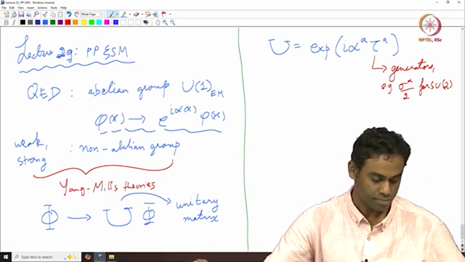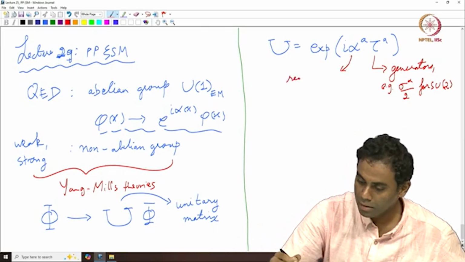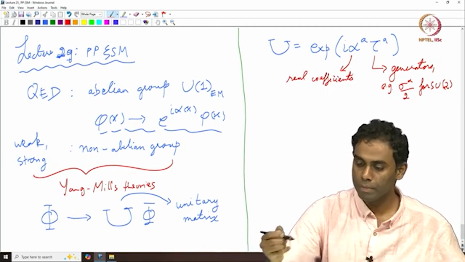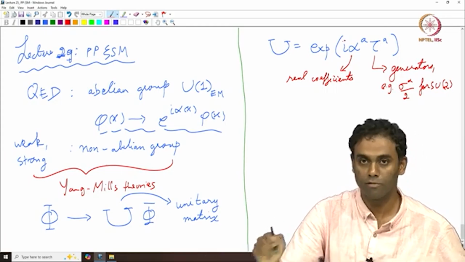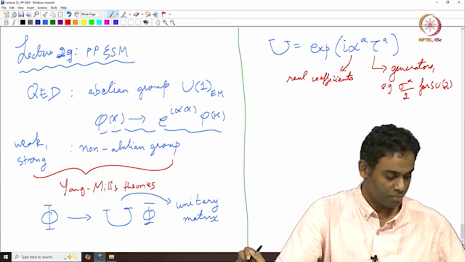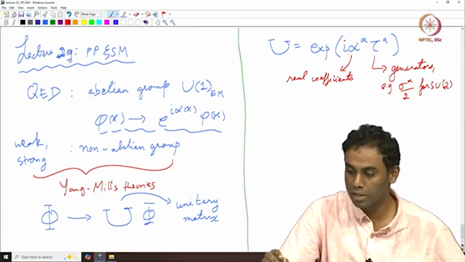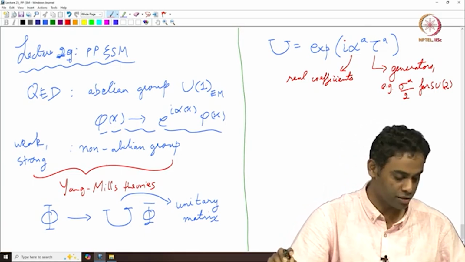Okay. And what are the alphas? The alphas are just real coefficients. All the complexity, all the complex numberness is in the i in front. All right. And notice that for every generator, I am giving it its own alpha. That's why the label a. A basically counts the number of generators that we have for the group.